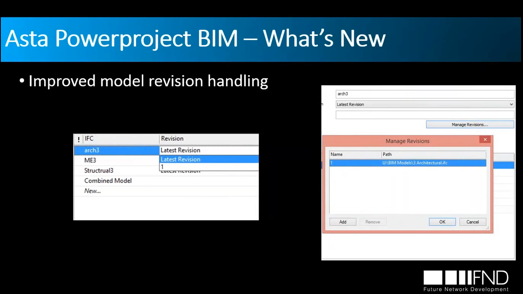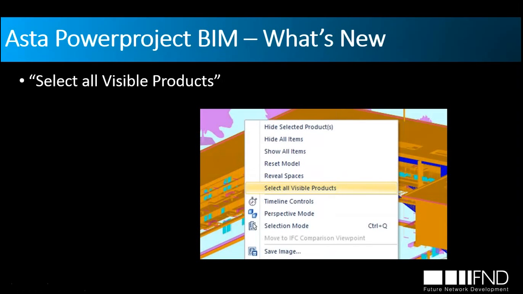With the improved model revision and handling, we are able to use different revisions, so we can manage the revisions here as well. We are able to select all visible products. These options were not available in the current version, but they will be available in the upcoming new version. By the way, the upcoming new version will be released for UK users in December this month. However, for international users, it will be in January the next year. So it will be January 2016.